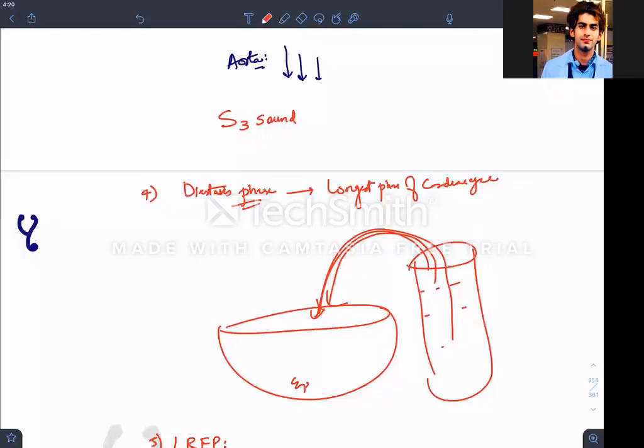Okay. Now we have two words again used for this. What I told you, the first rapid filling phase and the last rapid filling phase. There are two words which are used in the books: active filling of the ventricle and passive filling of the ventricle. Okay. So I want to make it clear for you today.